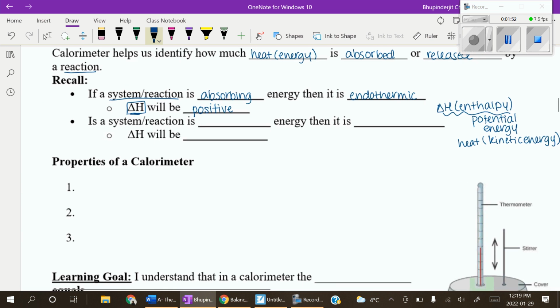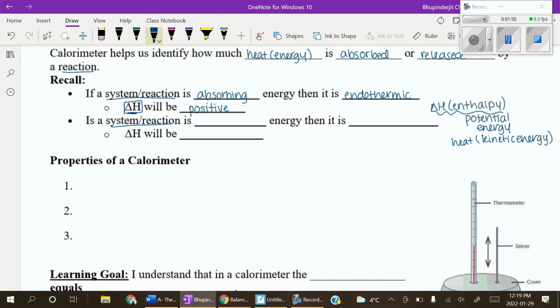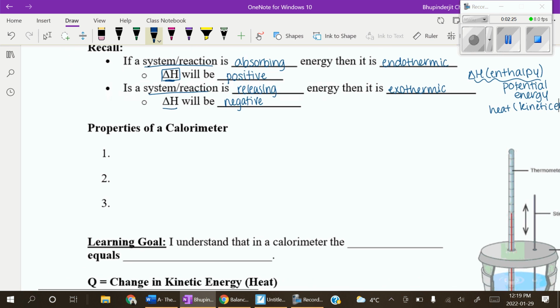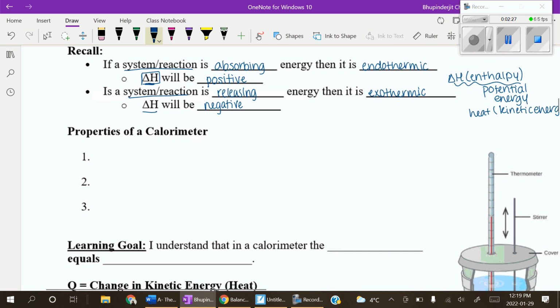Okay, let's keep going. Again, from the perspective of the system or the reaction, if the system or reaction is releasing energy, then it is exothermic. And therefore delta H is going to be negative. Now again, like how I introduced the term calorimeter to you yesterday, we're going to work with delta H a lot more closely in the next lesson. So for now, just trust the process here with me.